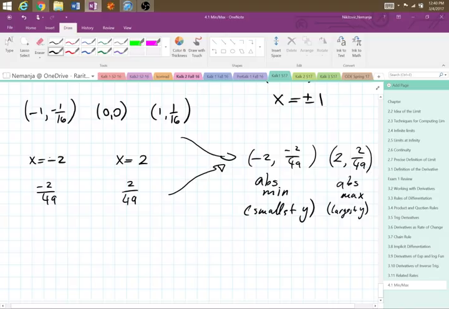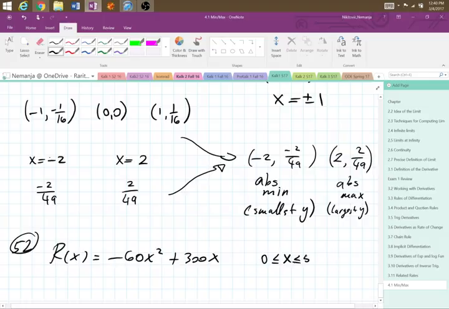So it says maximizing revenue. A sales analyst determines that the revenue from the sale of fruit smoothies is given by R of x. So revenue. R of x is -60x squared plus 300x, where x is the price in dollars charged per item for 5 items. Find the critical points of the revenue function, determine the absolute maximum value of the revenue function, and the price that maximizes the revenue. So we are looking for maximum revenue, that's the y, which comes from the x, which was created by the critical value.